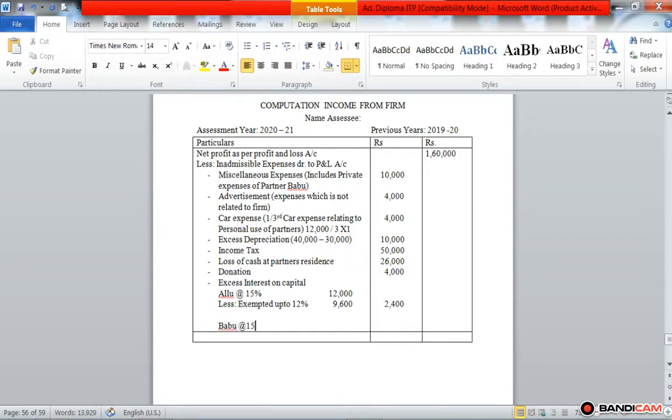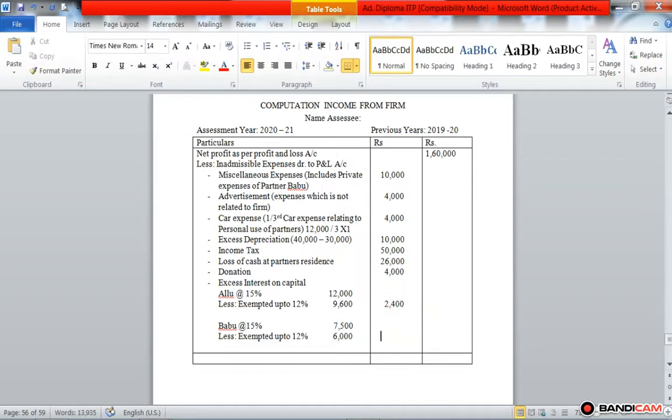So Babu, at the rate 15%, amounted to rupees 7,500. 7,500 less exempted up to 12%, that is 7,500 into 12 divided by 15, 6,000 is exempted, remaining 1,500 is taxable.